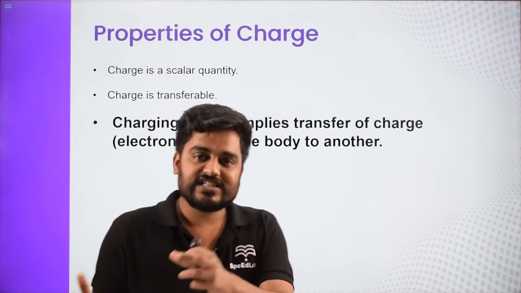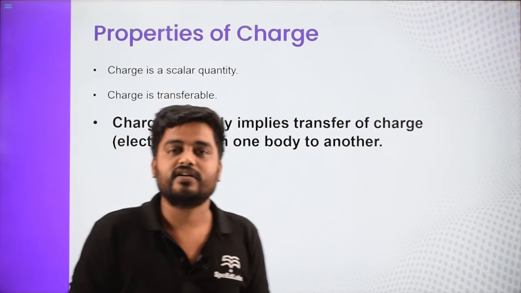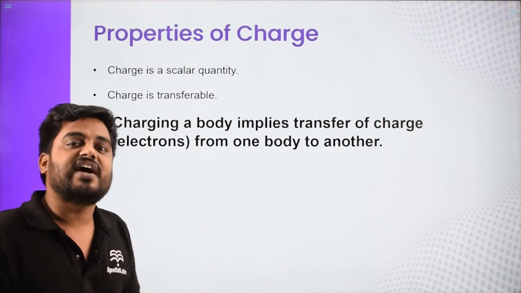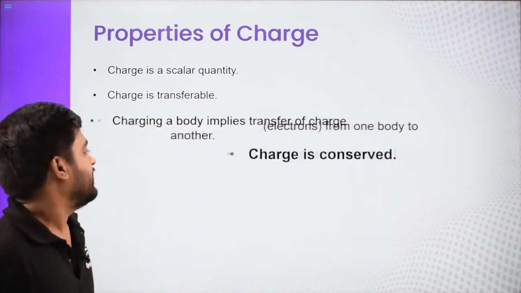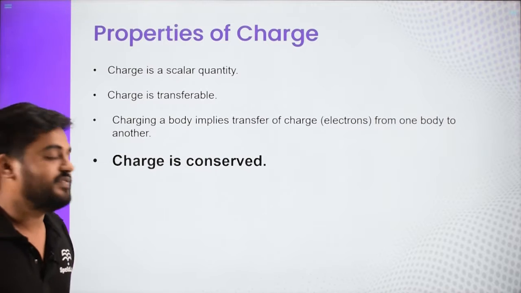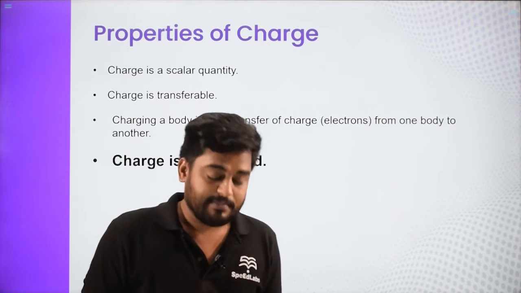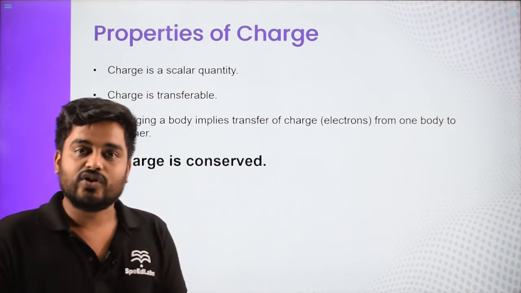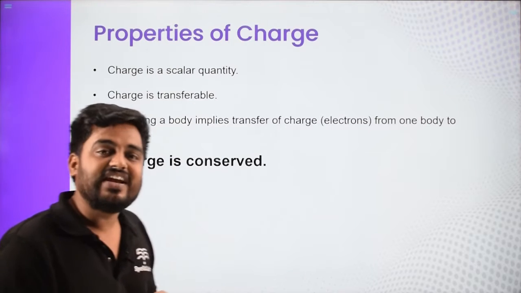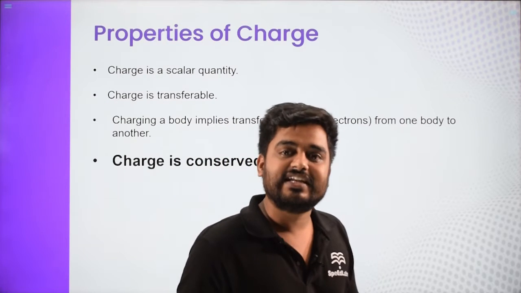So, when you are transferring charge from one body to another, you are basically charging or discharging the first body. Now, charge is conserved. What does "charge is conserved" mean? It means the total charge, the whole charge, can never be destroyed and can never be created.